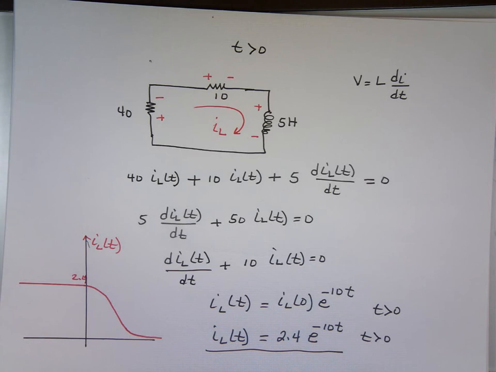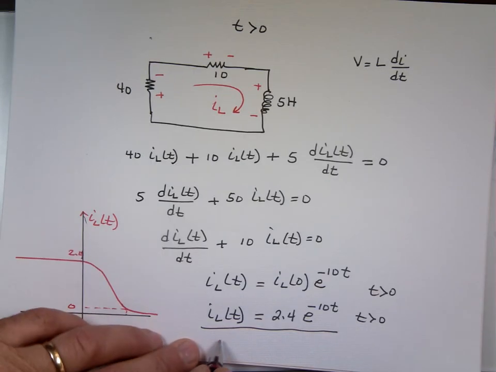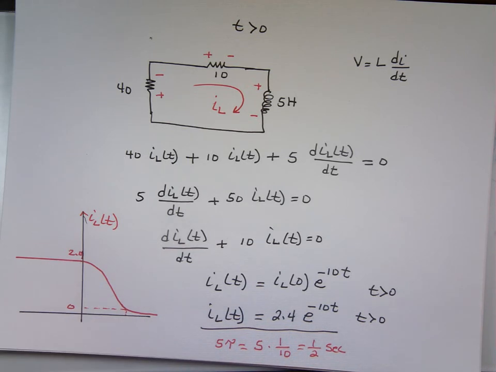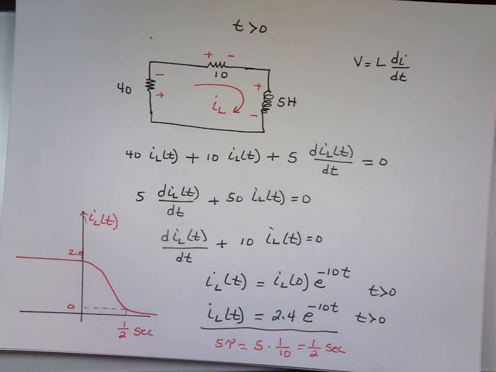How long is it going to take for this to be 0? Well, let's see. It's 5 tau. Tau is 1 over 10, so that will take half a second before the inductor has no more charge left in it. So after half a second, the current through it will be almost 0. Again, the point I'm trying to make is that it's not a long time. It's a very short time.